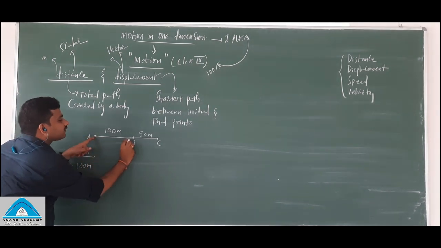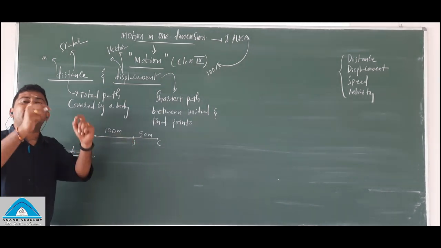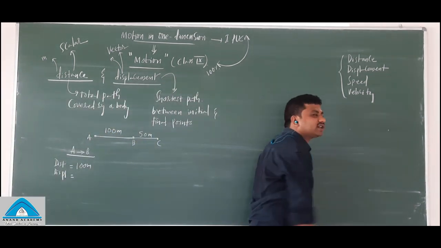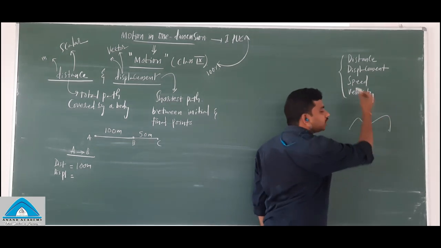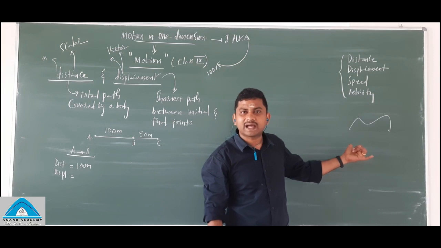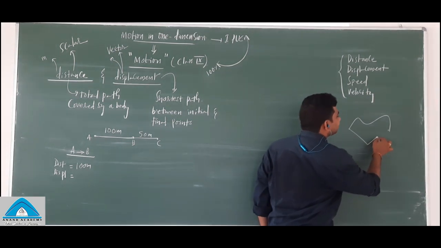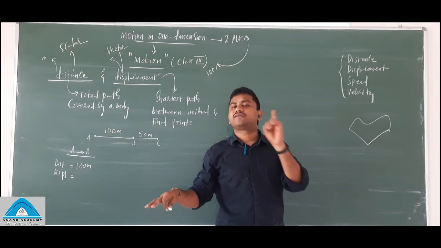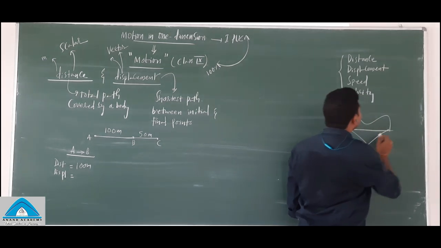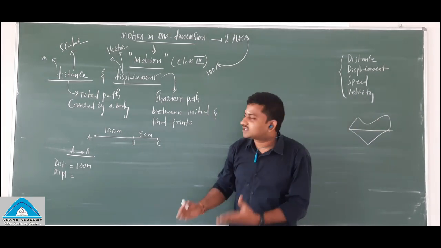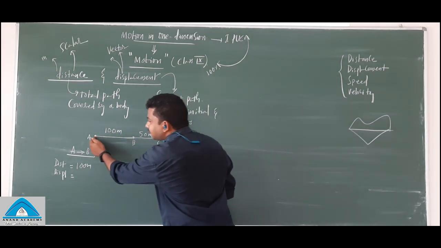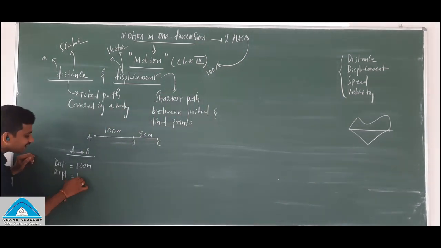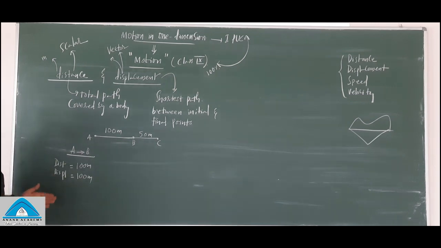The shortest path between 2 points is a straight line path. Not only here, if I draw two different points, is this the shortest path between these 2 points? No, right? Is this the shortest path? No. The shortest path between any 2 points will definitely be a straight line path. In the same way, the shortest path between A and B is the straight line path, which is also 100 meters. So the distance is equal to displacement in this case.